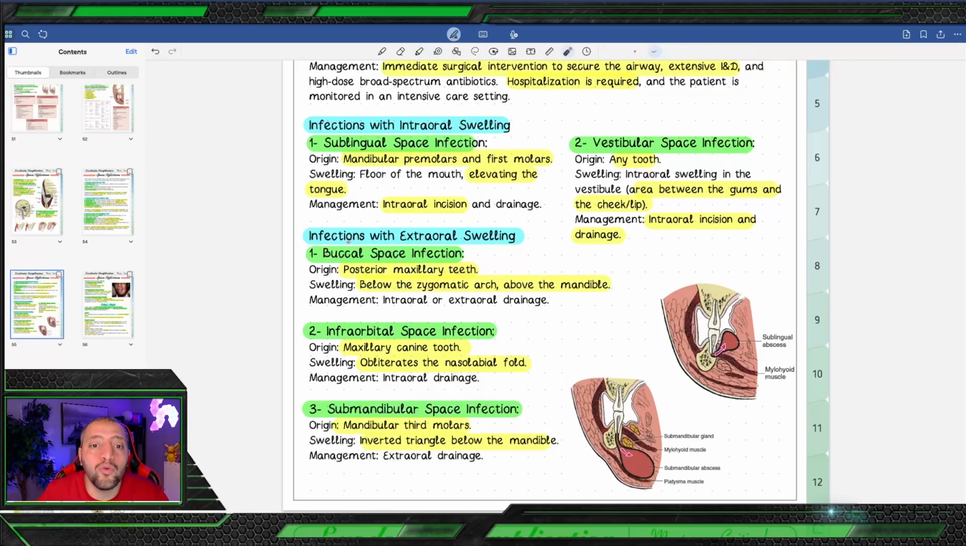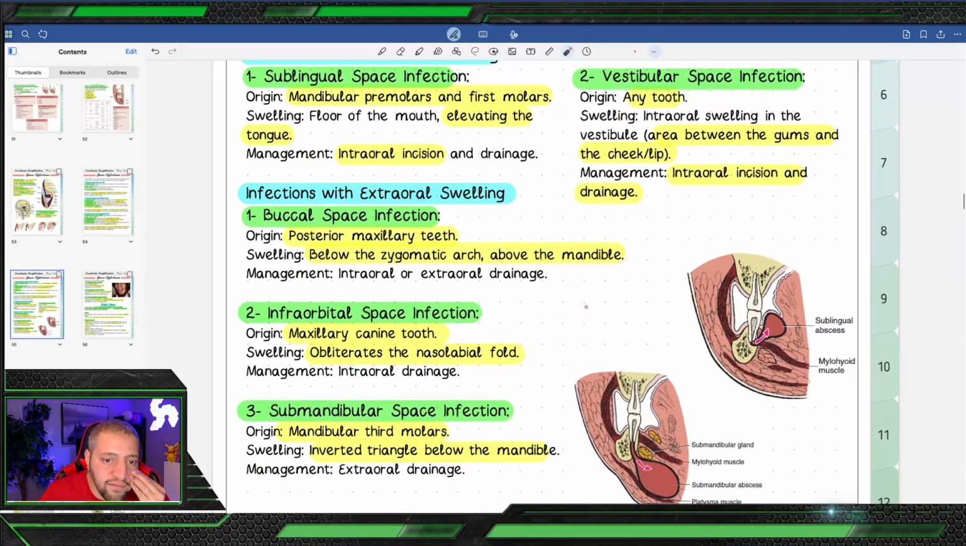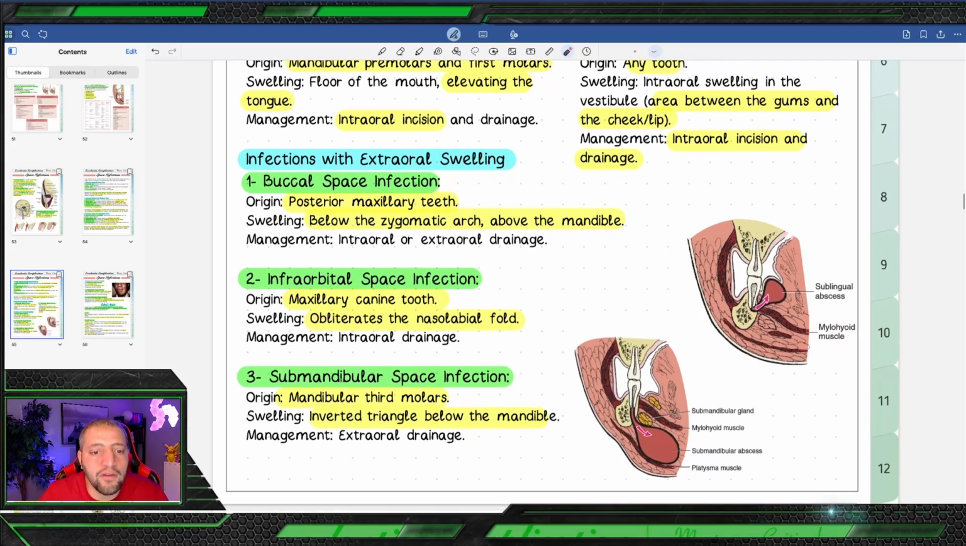And when we go to infection with extraoral swelling, I think all of the other conditions end up with extraoral swelling. Buccal space, from posterior maxillary teeth, below the zygomatic arch and above the mandible, so swelling will be here. Infraorbital space will be here, coming from the maxillary canine, obliterating the nasolabial fold. So the question will tell you swelling obliterating the nasolabial fold. Which of the following is most likely the source of infection? Okay, I think you catch it now.